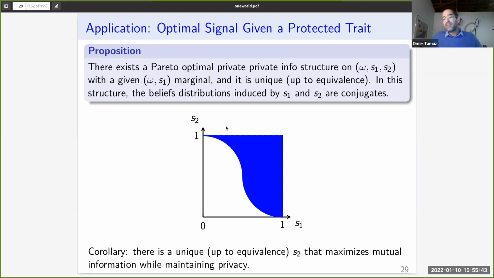Good. And in fact, this theorem that being Pareto optimal is the same as being a set of uniqueness works beyond two dimensions and a binary state. But this thing about conjugate distributions that works out so nicely, that's only for two agents and two possible signals.